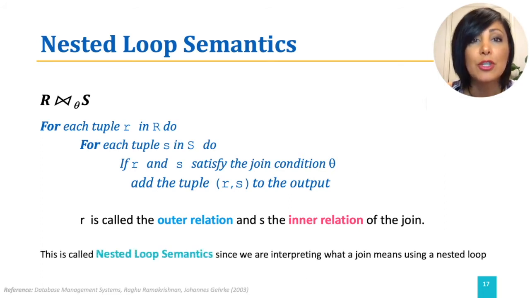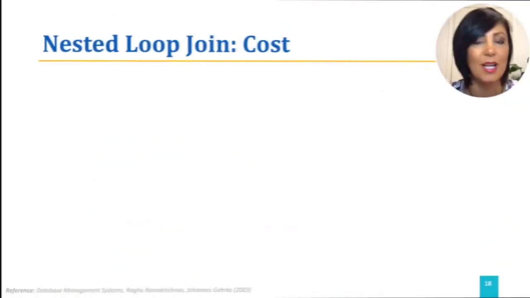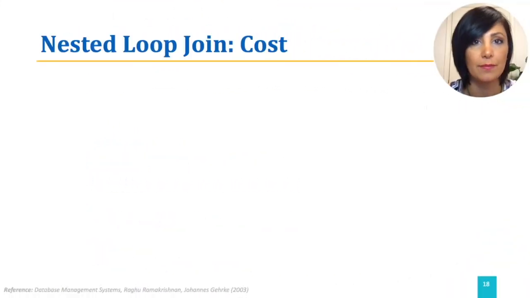Basically, we are interpreting what a join means using a nested loop, implementing the cross product of two relations, and testing the theta condition on every resulting tuple. What is the cost of a nested loop join?